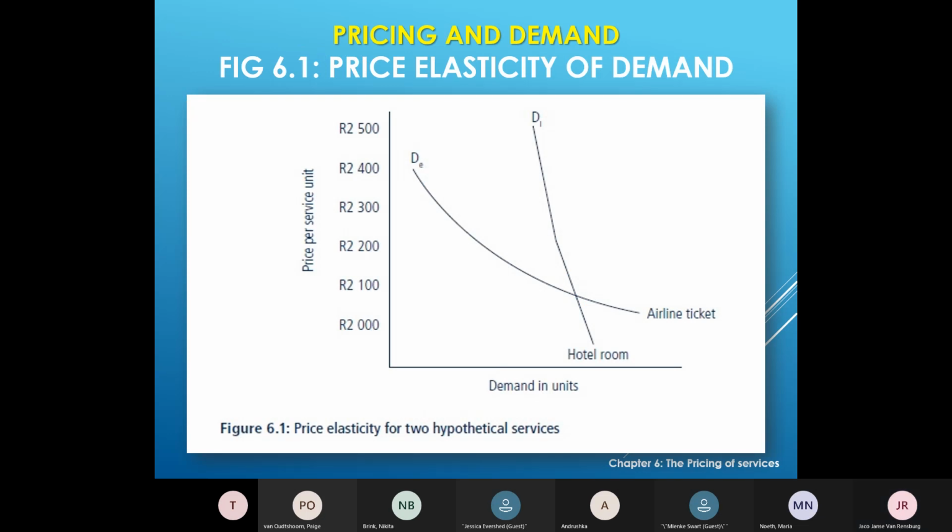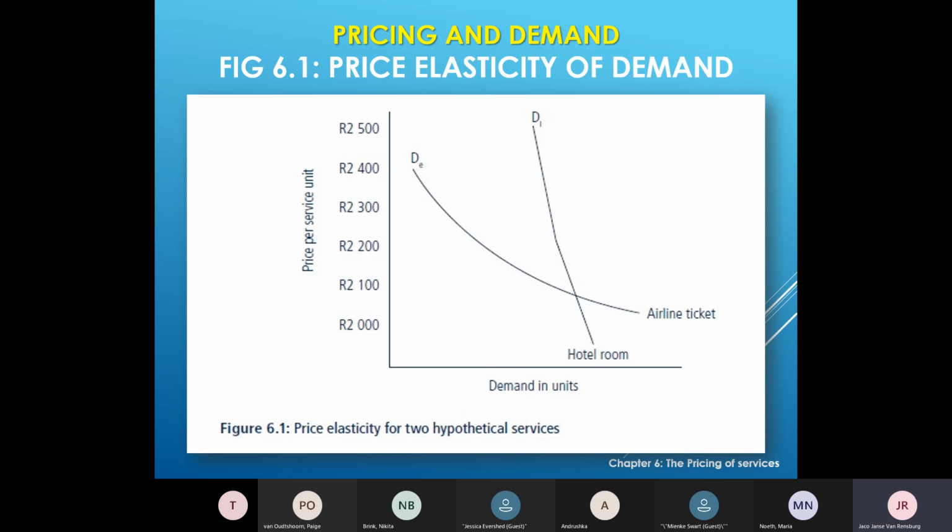If we look at that particular image on the screen, the D1 that starts right at the top indicates that that's demand 1, and that's the demand for, for instance, hotel rooms. If the price of a hotel room drops, there's not a significant increase in demand. In other words, usually you expect that if the price drops a bit, there will be an increase in demand, but there's not a significant increase here. If we reverse the situation and there's an increase in price, does that affect the demand for the hotel rooms? There's not a significant drop in the demand because of the increase in price.